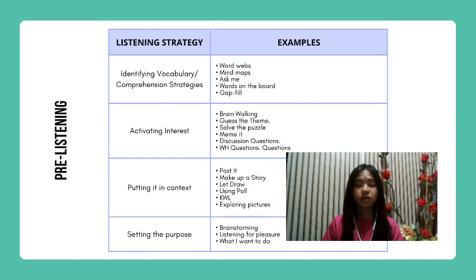So we are now in our third listening strategy in listening lesson, which is putting it in context. Our first example under this is POSIT. To help students relate to the listening task to their prior knowledge, have them brainstorm ideas about a topic related to the listening task. Then, in pairs or small groups, they can share what they know about the topic, relating it to their prior schema. Students then can write these ideas down on small papers and post them on the board, which is creating a visual representation of their collective knowledge.